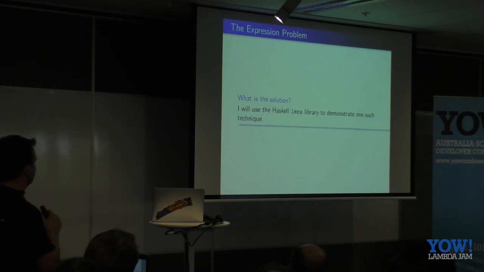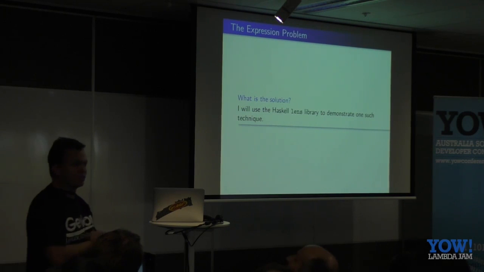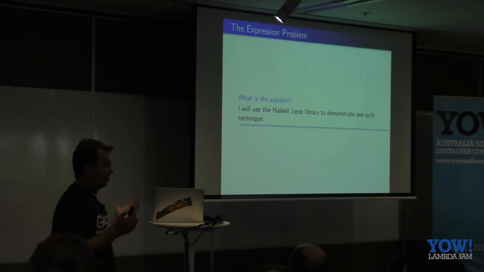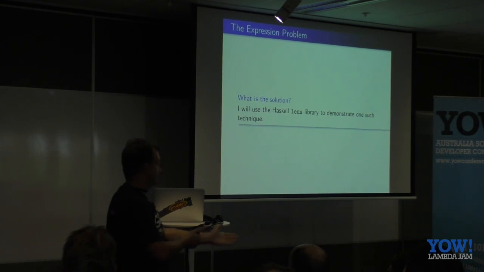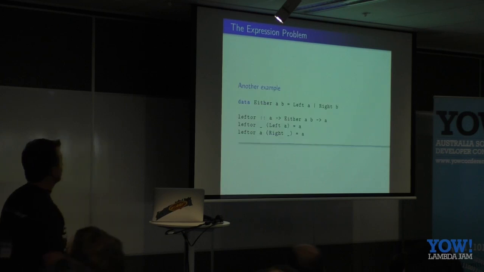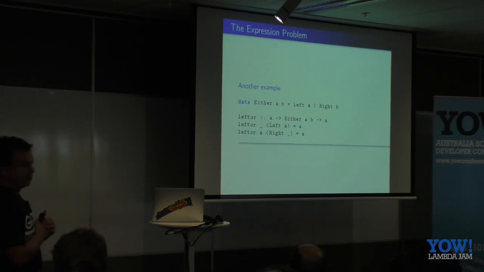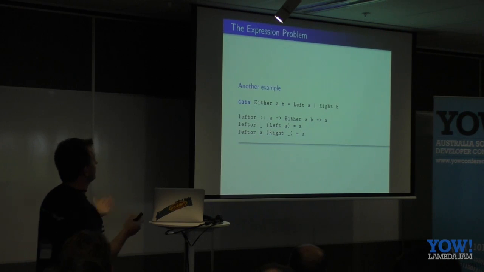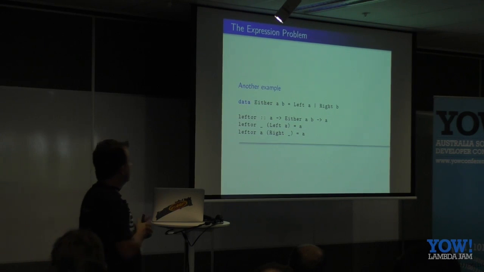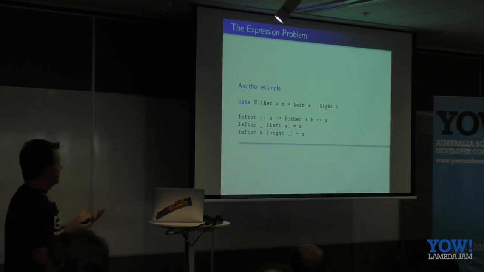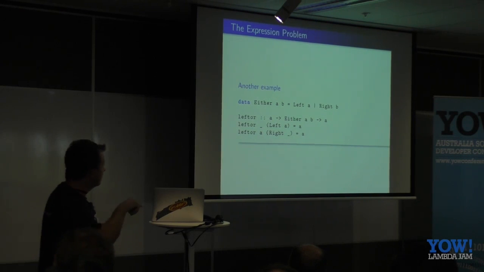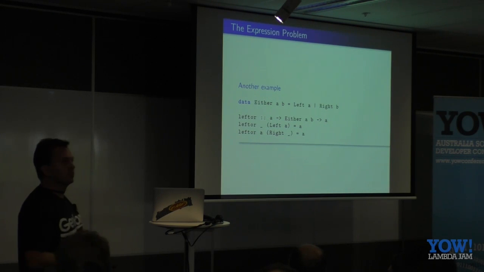Moving on. What I'm going to do is use the lens library to demonstrate one such technique. Again, it's something that I use regularly, and I don't know what I'm doing wrong. So I'll give you another example of the expression problem. The Either data type, I assume we're at a functional programming conference, we all know what that means. So we have either an A or a B. We have this data type here that is given an A, and either an A or a B, and returns an A. So if we have one in Left, we return it.